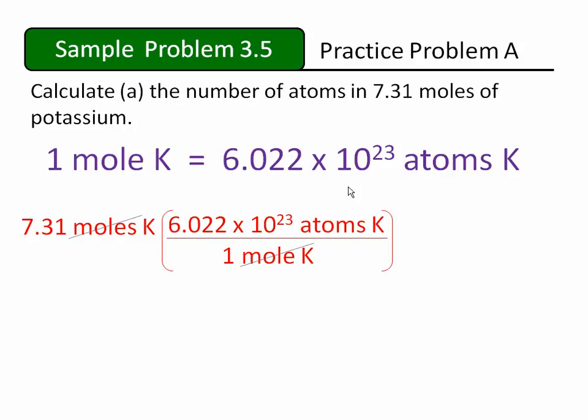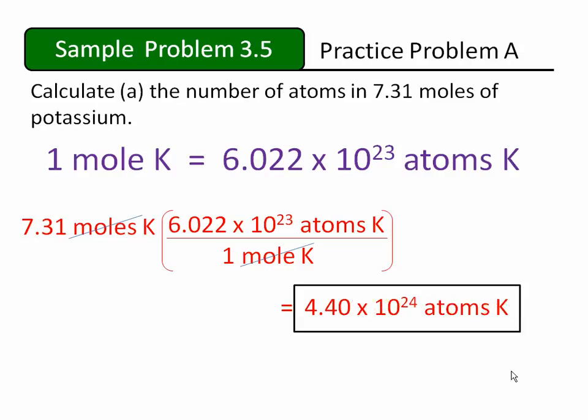Moles cancel, and the multiplication that we're required to do to give us a solution results in 4.402082 times 10 to the 24th atoms. This value is going to have to be rounded to 3 significant figures because our initial measurement, the 7.31 moles, only contains 3 significant figures. Therefore, we will record a final value of 4.40 times 10 to the 24th atoms of potassium for this problem.